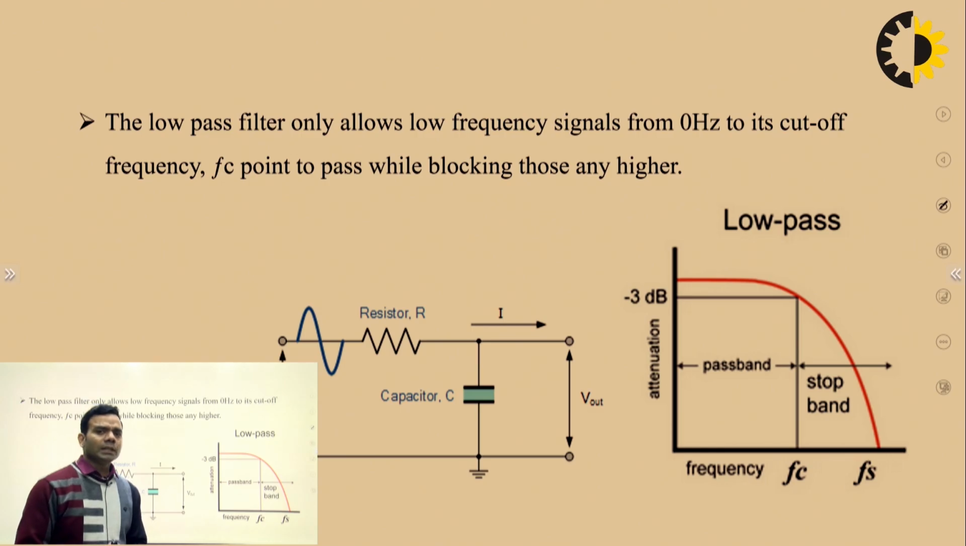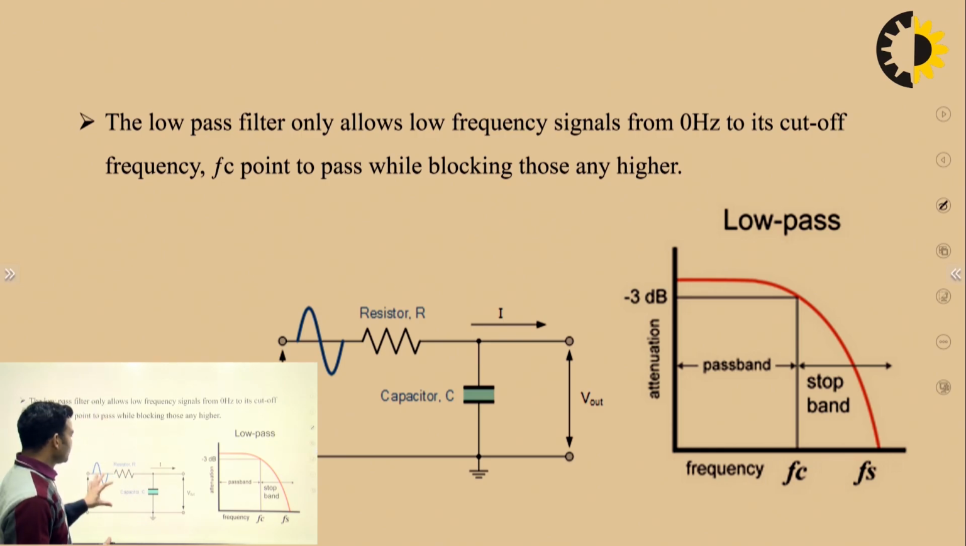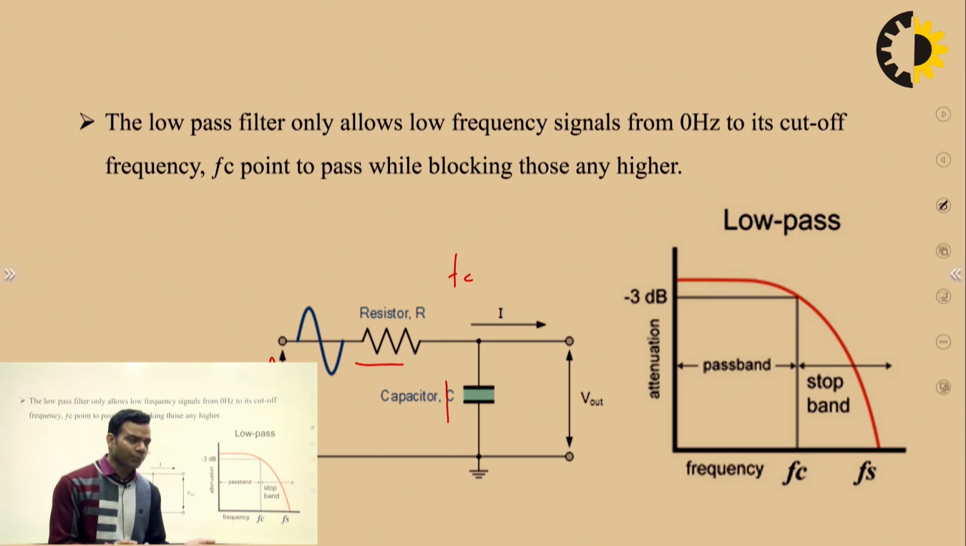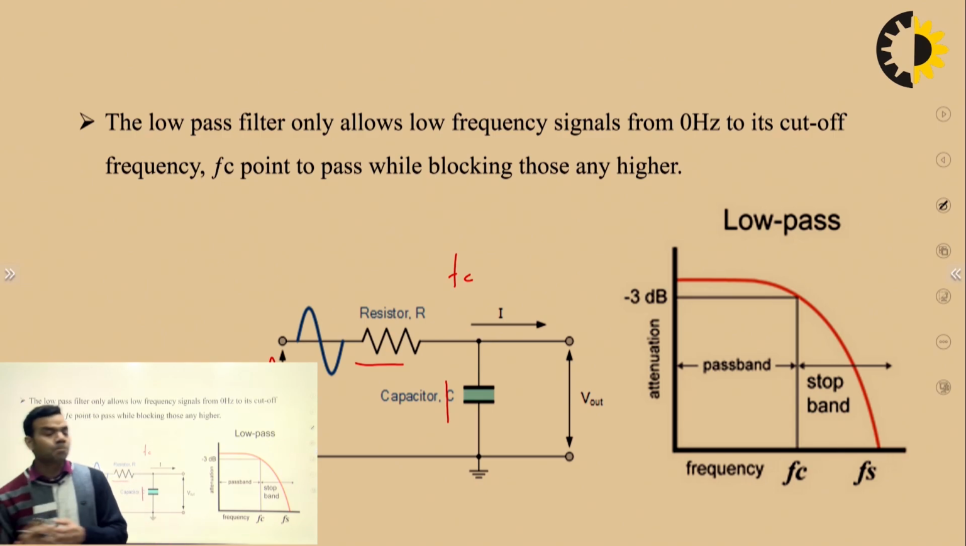If you see this, this is nothing but a low pass filter, where I am going to use one resistor and one capacitor. When I apply some input signal, and for example its cutoff frequency is Fc, then this filter will pass all the signals which have frequency less than Fc and stop all other signals which have frequency more than Fc.